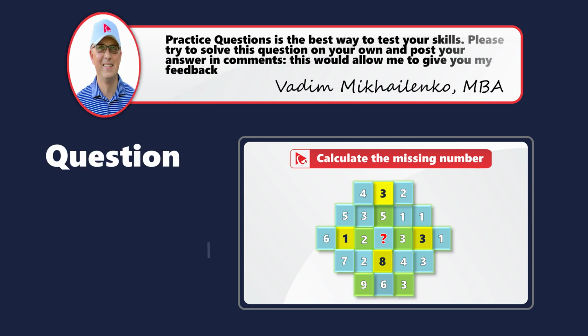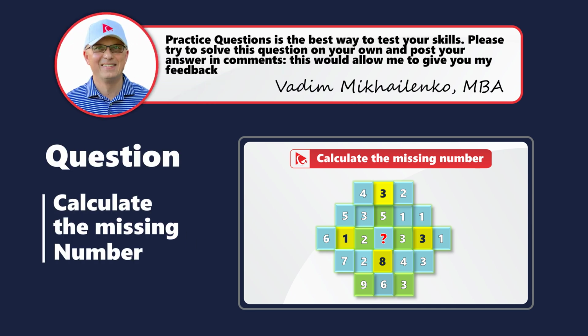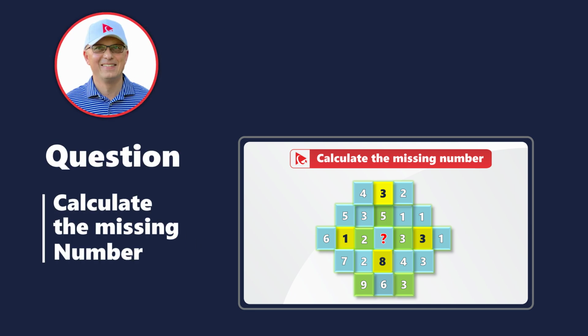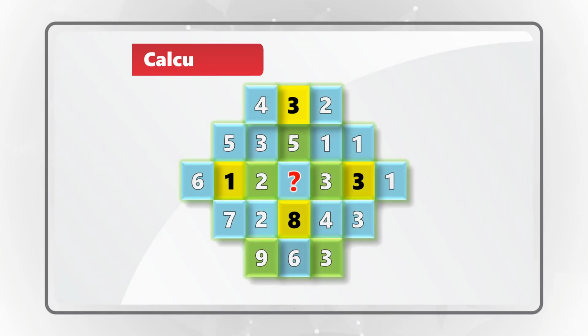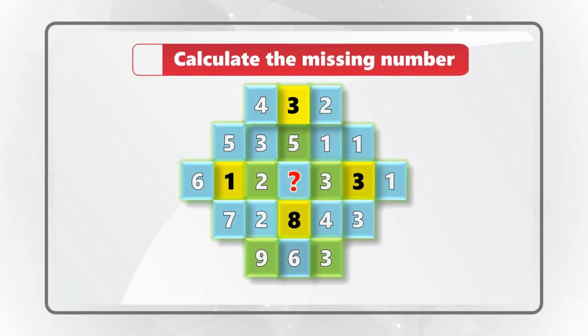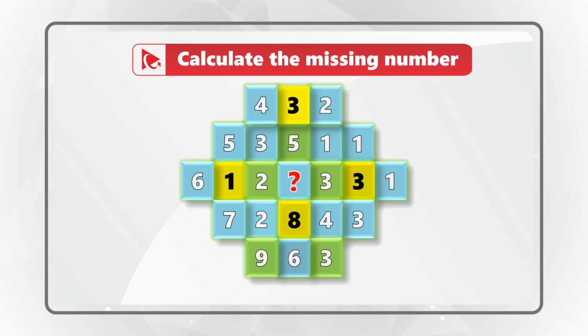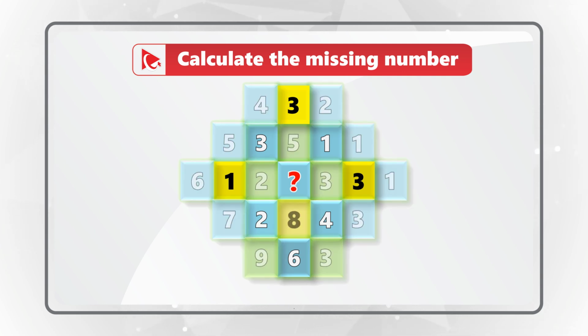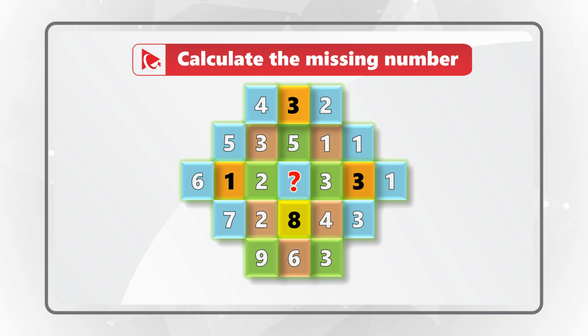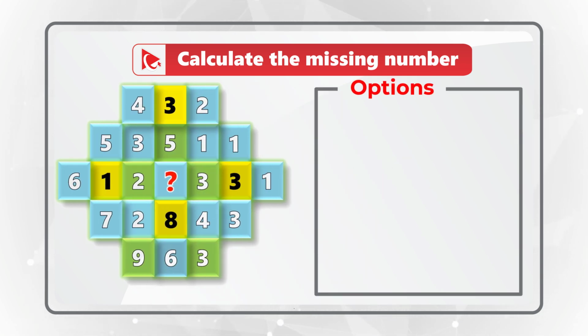And here's the practice question for you. In the practice question, I am not going to reveal the answer, but instead I am going to ask you to solve the question on your own and post your answer in comments. You're presented with an unusual shape. The shape is constructed from rectangle boxes. Each rectangle box has a number inside. You need to calculate the missing number, which is represented by the question mark in the middle. And you have 4 different choices.